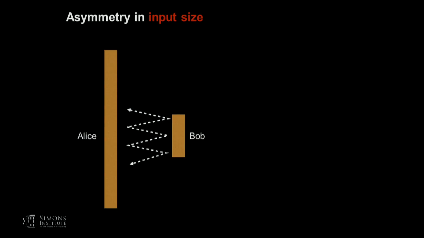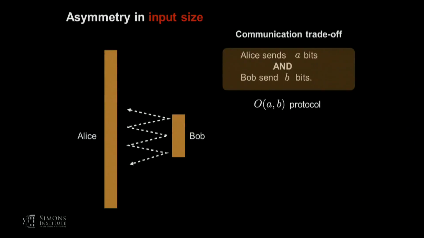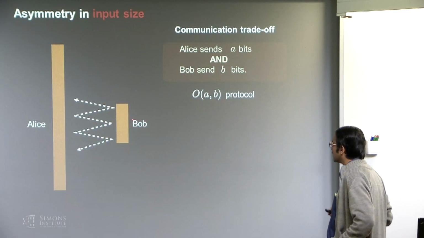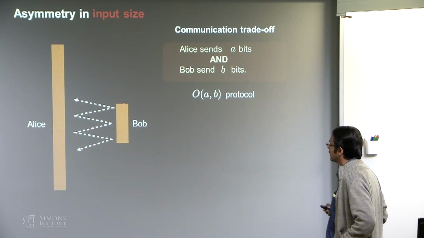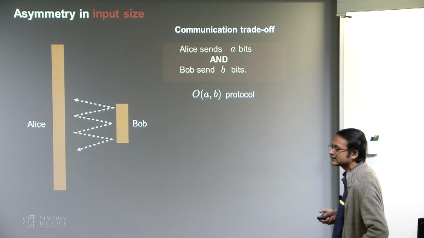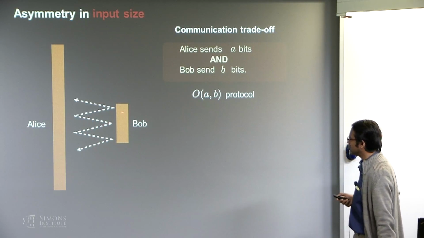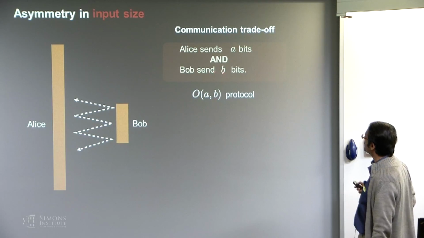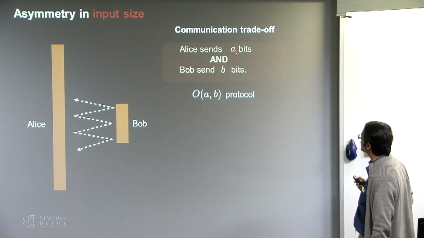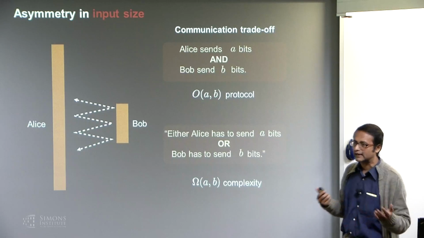Because there's this asymmetry in the size of inputs, there are naturally going to be budgets placed on how much a player can communicate. Because if, for example, Bob, who has a very small input, is allowed to communicate a lot, then Bob can just transfer all the bits that he has to Alice, and then the game is over. So you have to constrain Bob in a meaningful way, which says that Bob is allowed to send only B bits, Alice is allowed to send A bits. Because Alice has a larger input, typically A would be much larger than B.